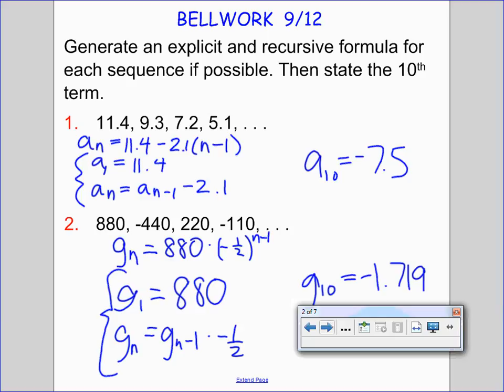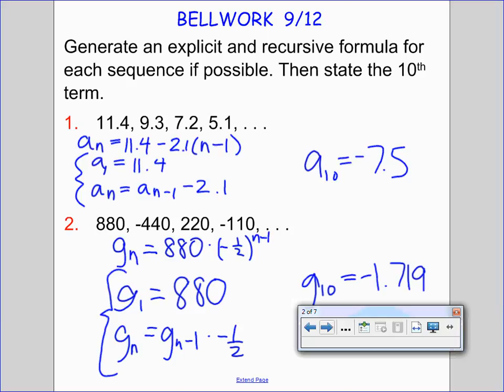That'll show up in our series activity today. That ratio r is negative 1/2. Look at that alternating sign. That's pretty sweet. So it looks like my start value, g sub 1, is 880 times, and then my constant ratio r, negative 1/2, to the, and there's my input, n minus 1.